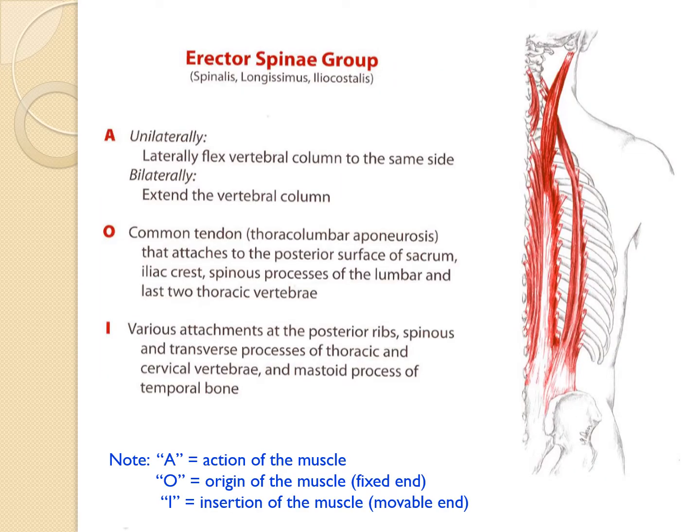The erector spinae group as a whole assists in laterally flexing and extending the vertebral column. The origin of the erector spinae group is the posterior sacrum, iliac crest of the sacrum, and the spinous processes of the lumbar vertebrae and last 2 thoracic vertebrae. The insertion of the erector spinae group includes the posterior ribs, spinous and transverse processes of thoracic and cervical vertebrae, and the mastoid process of the skull behind the ear.